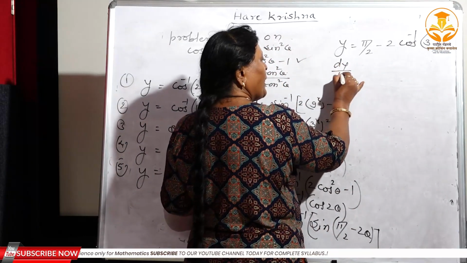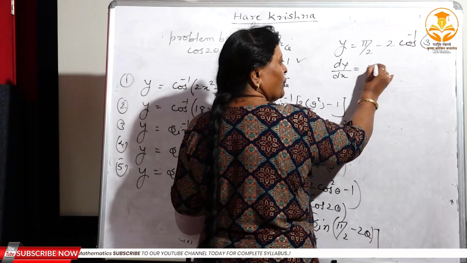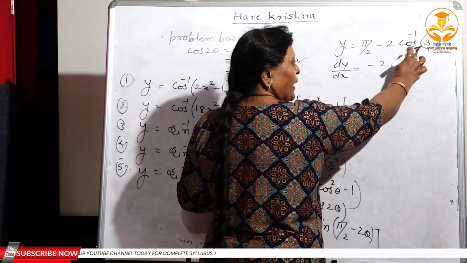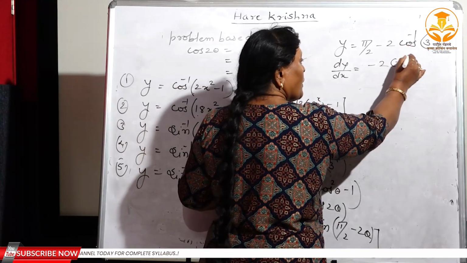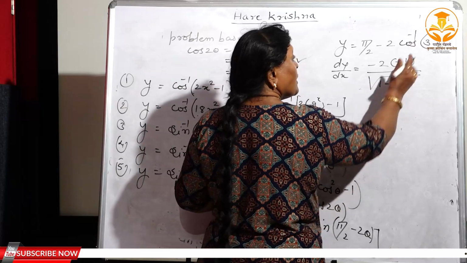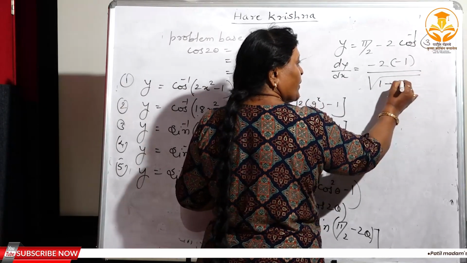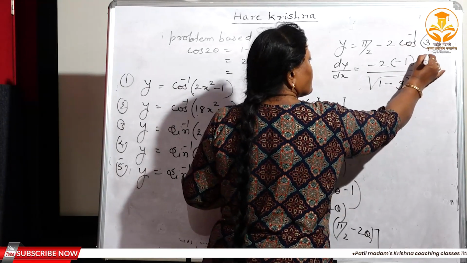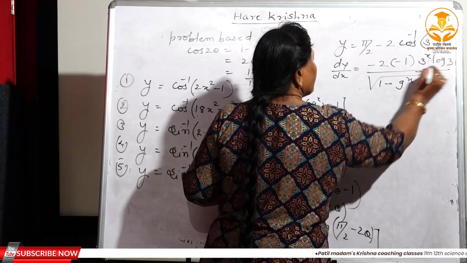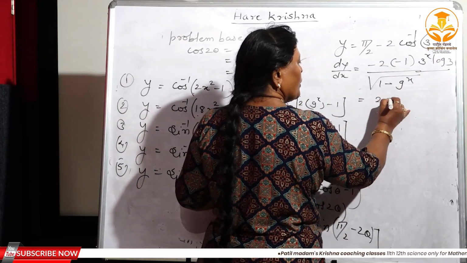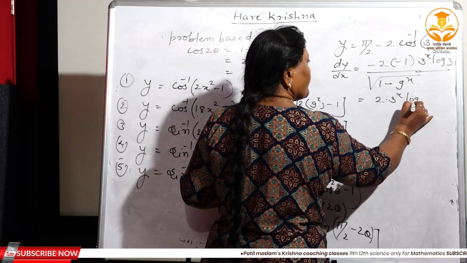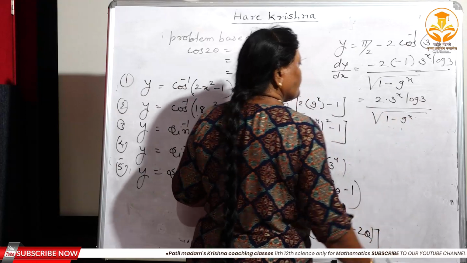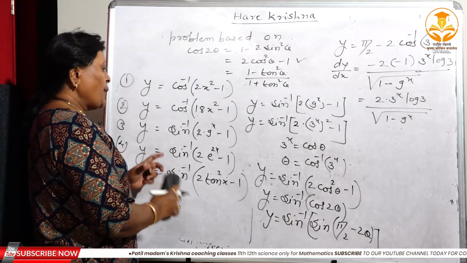Therefore dy divided by dx, the derivative of pi by 2 is 0, minus 2 remain as it is. Again cos inverse u, apply the chain rule. What is the derivative of cos inverse u? Minus 1 upon root of 1 minus u square, means 3 raised to x whole square. 3 raised to x whole square means 9 raised to x. And what is the derivative of 3 raised to x? 3 raised to x log 3, isn't it? Therefore minus minus plus 2, 3 raised to x log 3 divided by root of 1 minus 9 raised to x, isn't it? So this is about the third one.